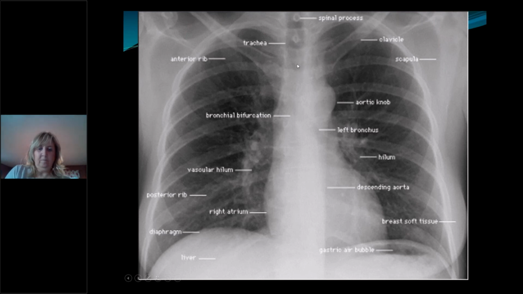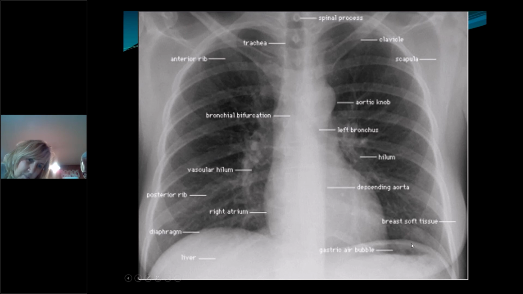And when I was talking about that rotation, here's the spinous process, and here's the medial head of the clavicle. Is this space the same as this space? If the answer is yes, then that patient's not rotated. They should be in pretty good shape. And for inspiration, we can see the lungs and the ribs quite nicely, so there's good inspiration.